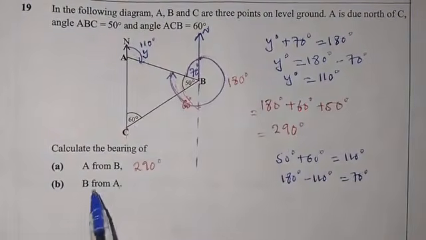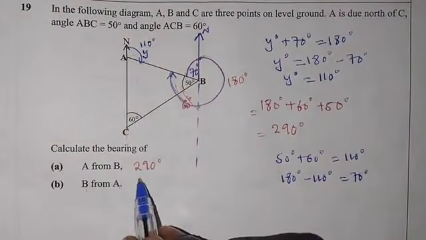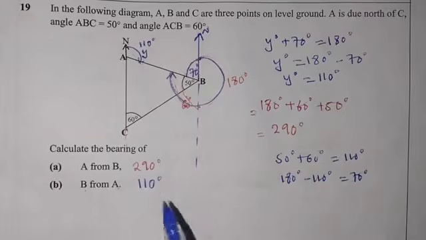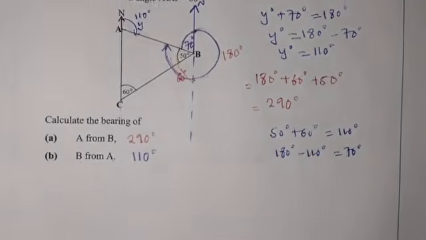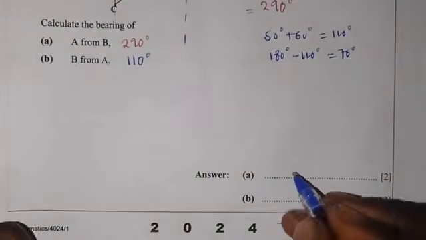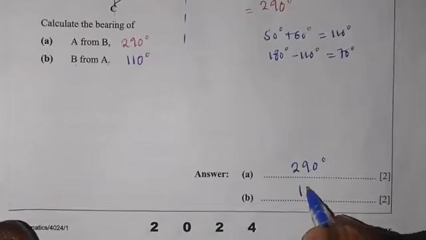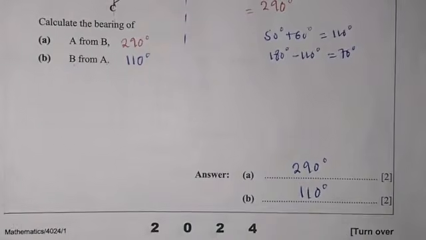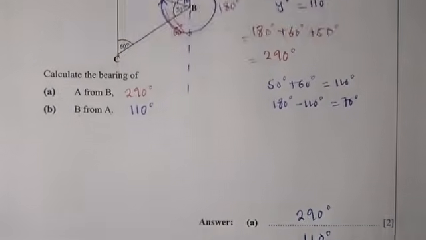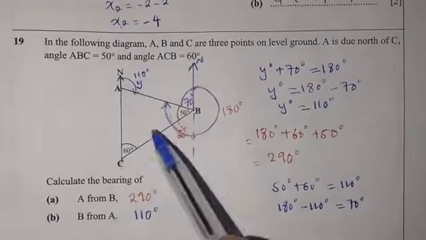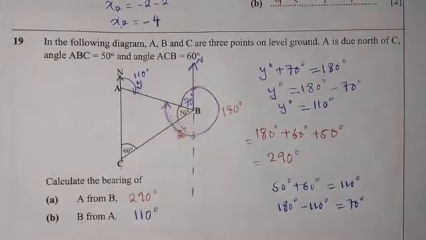So the bearing of B from A is 110 degrees. Very easy to find those answers. So the first one we have said it's a 290. The second one is 110 degrees. So there are a lot of methods that you can use just to find these bearings. Okay, there are a lot of methods that can be used.